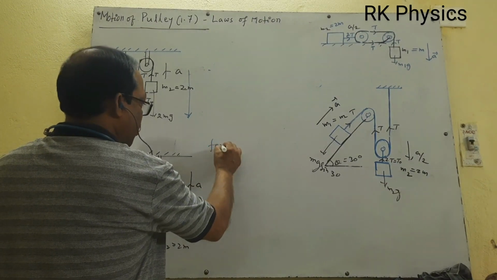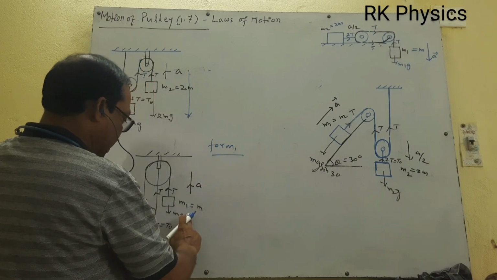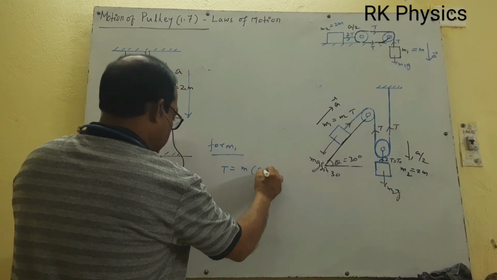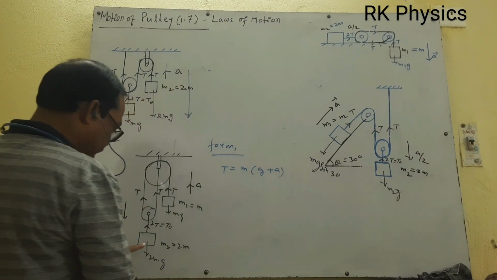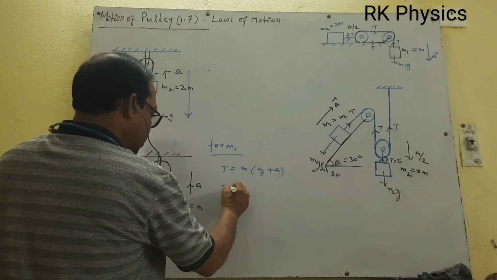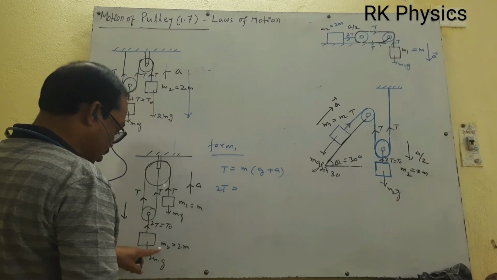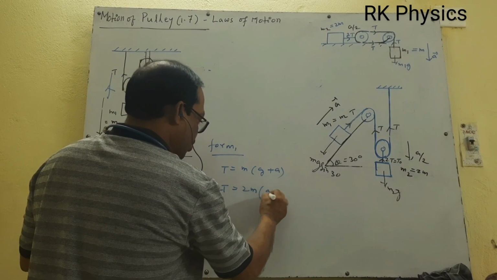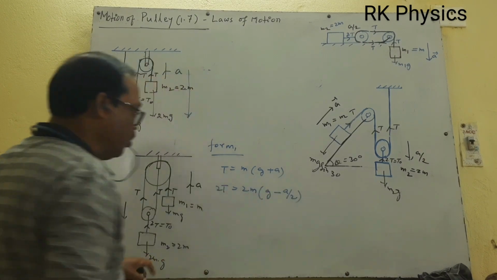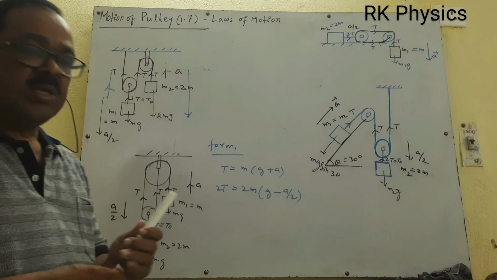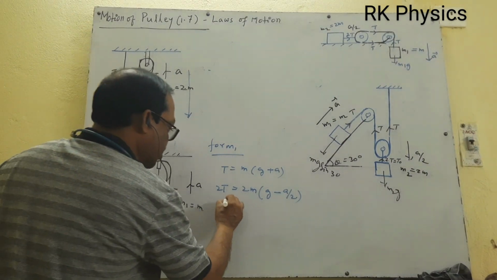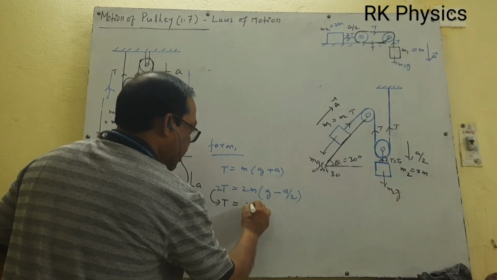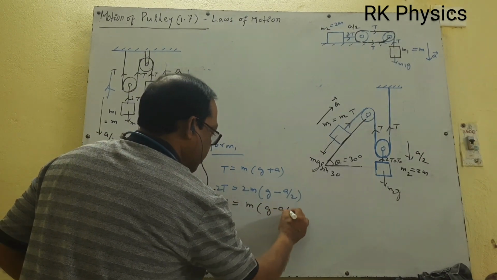That is for mass m1. Mass m1 is moving up. That means T equal to m into g plus a. Mass m2 is moving down. That is 2T, 2T is the tension acting on m2. So this is m2, meaning 2m into g minus a by 2. g minus acceleration, which is a by 2. So from this equation you find T equal to m into g minus a by 2.